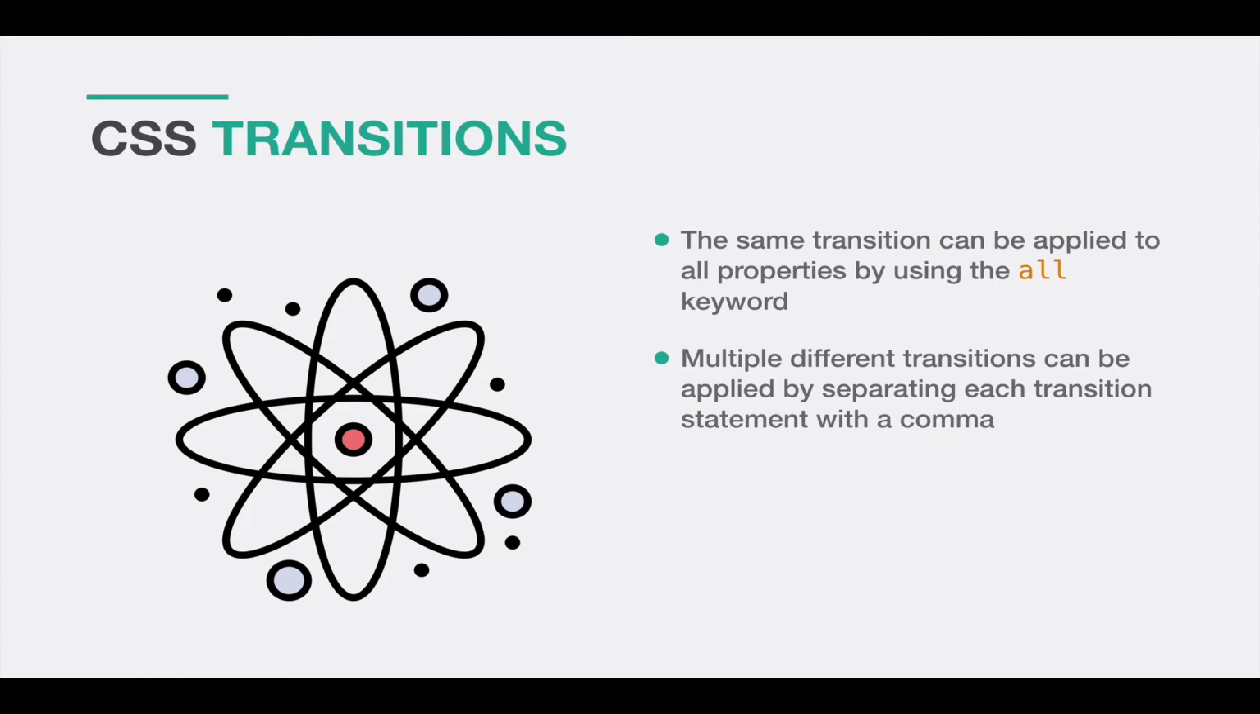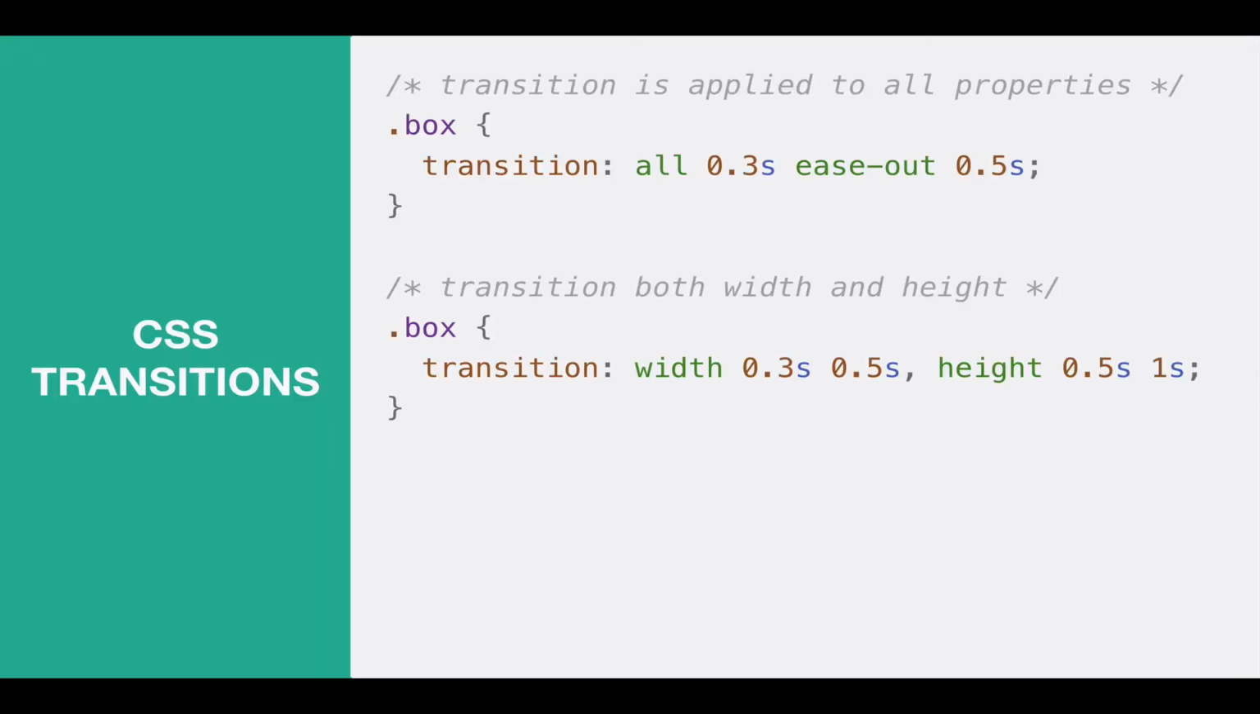If you wanted to add multiple different transitions, you can separate the different statements with commas. I have an example of that here. All right, so here we have the all. So this transition will apply to all properties of that element. But if we just wanted to target the width and the height, we can do so like this. So we have width, that's the property. Then we have the duration of 0.3 seconds and a delay of 0.5 seconds. Then we have the height. There's a comma between them, and the height will take 0.5 seconds to complete, and it'll wait 1 second. Right? So that's how that works.